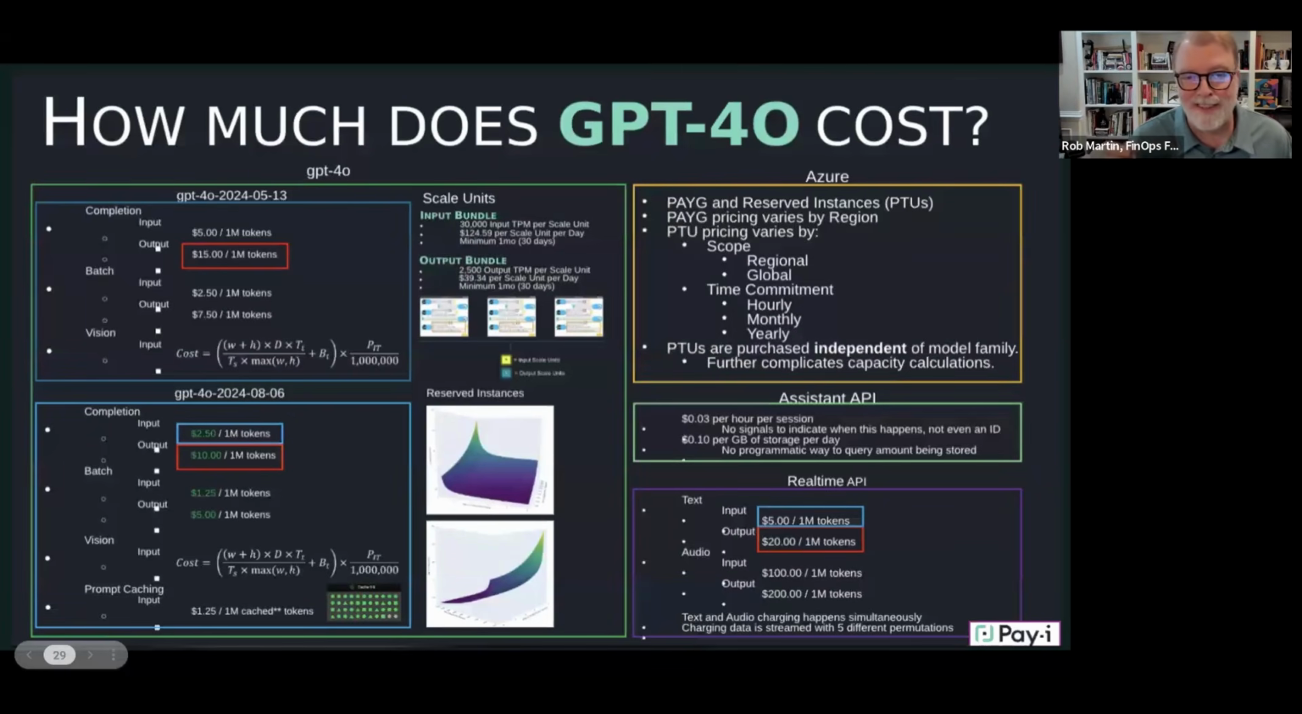Then there are bundles that you can get. There are RI impacts when you're buying commitments, depending on how you're going to be paying, pay as you go or PTU pricing. And then there are also services or features that go along with that, like prompt caching and other things. So even understanding the cost of a single model, much less all of the different architecture components that go along with that, is incredibly difficult to do.